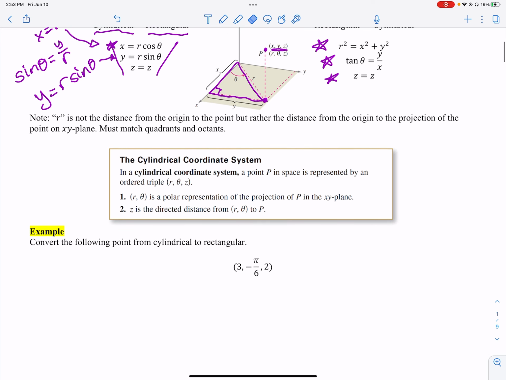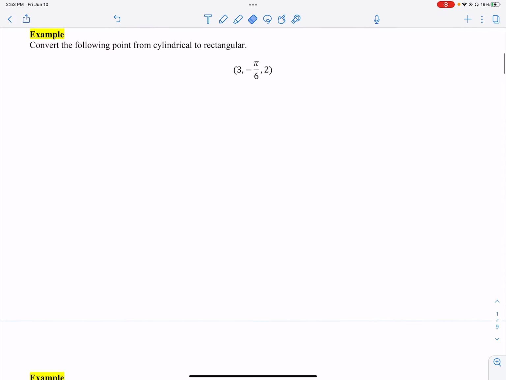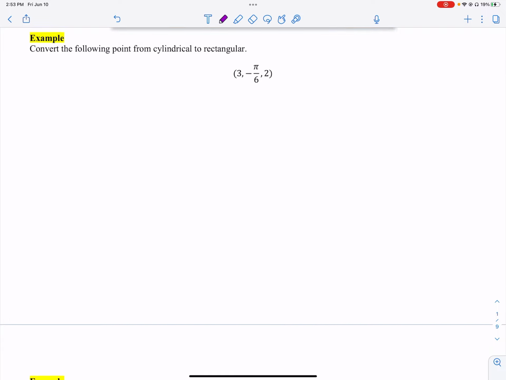Let's get to our example. It says convert the following point from cylindrical to rectangular. Hold on, there's a noisy truck passing. I'm outside again. It's nice today.